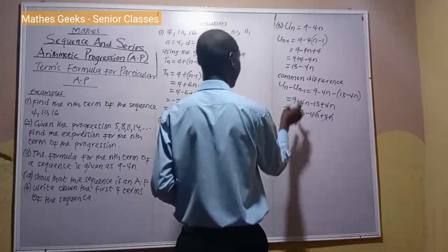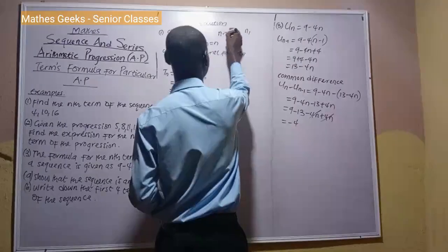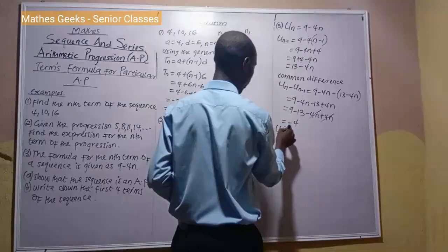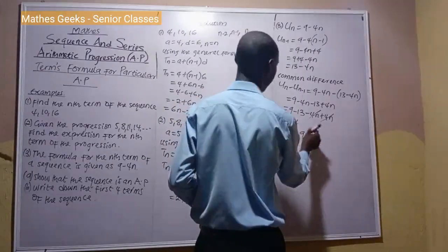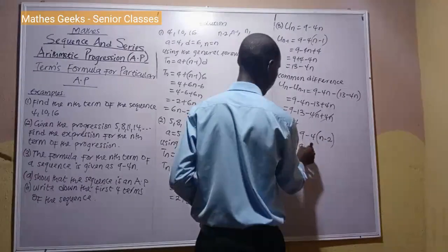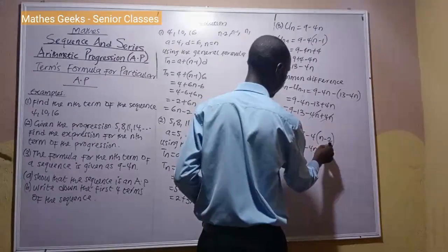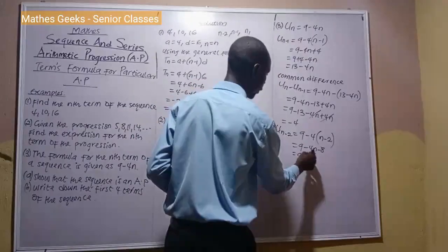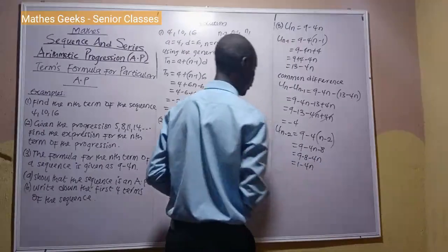To show that our common difference is correct, we need to get the term before this n minus 1 term. So that will give us the n minus 2 term. So Un minus 2 will be 9 minus 4 times n minus 2. When you expand, minus 4 times minus 2 gives us plus 8. So this will give us 9 plus 8 minus 4n, which is 17 minus 4n.